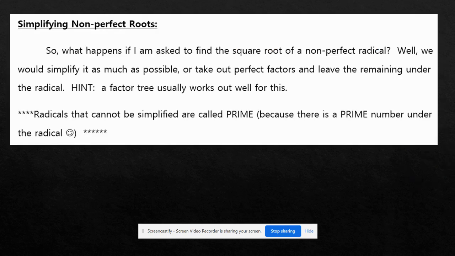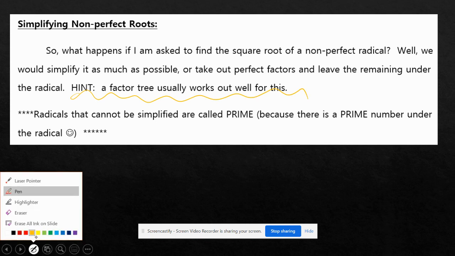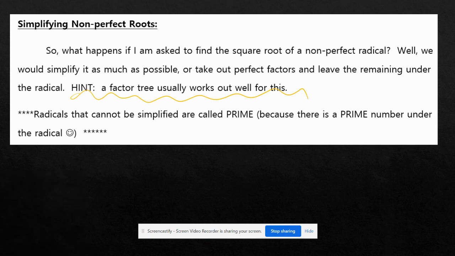So what happens if it's a non-perfect square root? There's not exactly one number that makes it, like the square root of 25 is 5. So something like that. Well, we're going to try something like a factor tree and see what we can pull out from the numbers that we have. Radicals that cannot be simplified are called prime because they have prime numbers that can't be broken down and there aren't any pairs there.